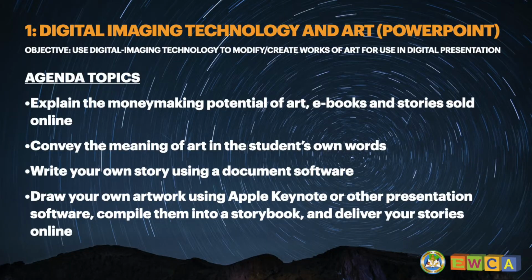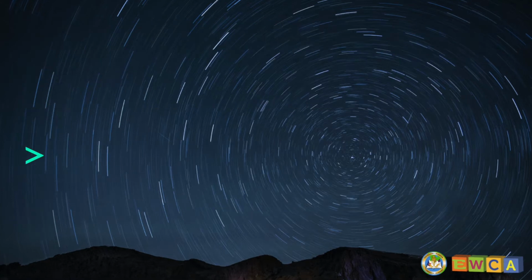For today's agenda, we'd like to discuss four things. Number one, to explain the money making potential of art, ebooks, and stories sold online. Number two is for you to be able to convey the meaning of art in your own words. Number three is to write your own story using a document software. And number four is for you to be able to draw your own artwork using Apple Keynote or other presentation software, compile them into a storybook, and deliver your stories online. You ready? Let's go.